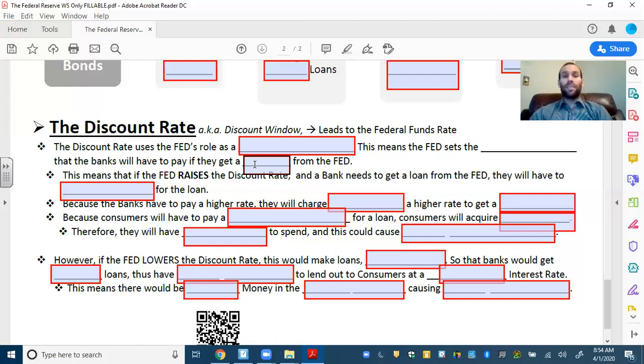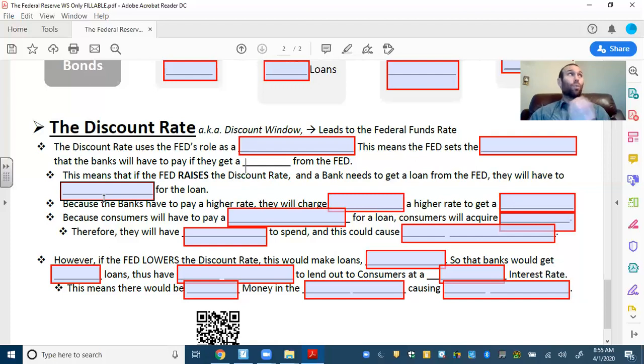So to think about it this way, we said the discount rate is the Fed's role as the lender of last resort. This means the Fed sets the interest rates that banks will have to pay to get a loan from the Fed. All right, this means if the Fed raises the discount rate and a bank needs to get a loan from the Fed, the bank will have to pay more for the loan.